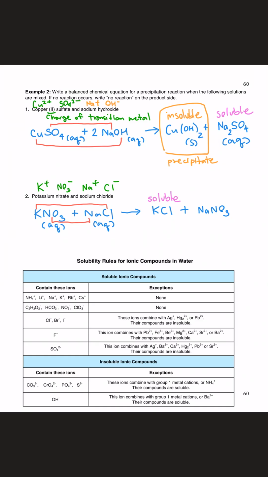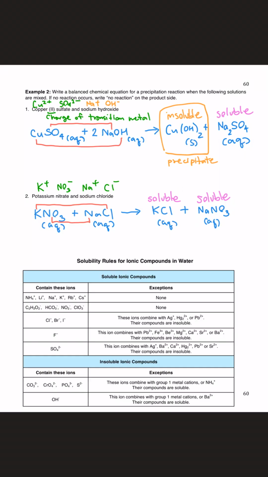Same for sodium nitrate as well. Sodium ions is generally soluble ionic compound with no exception. Therefore, the physical state of both potassium chloride and sodium nitrate would be aqueous. Note that the mixture between potassium nitrate and sodium chloride doesn't produce any precipitate or any solid ionic compound.